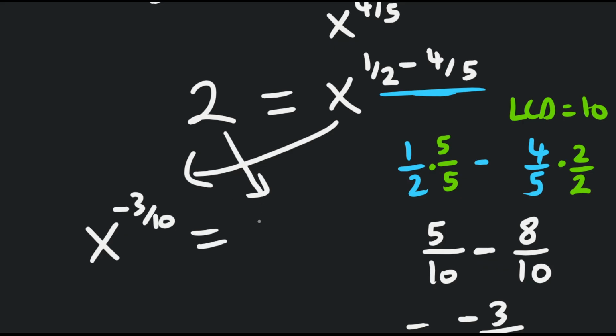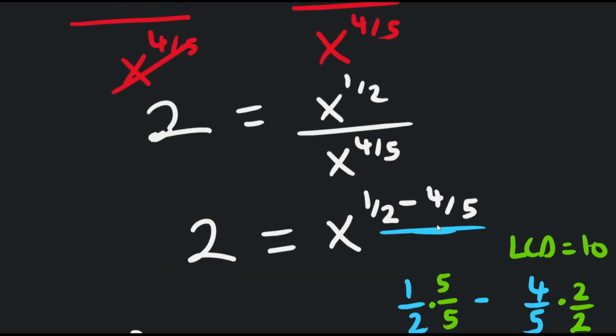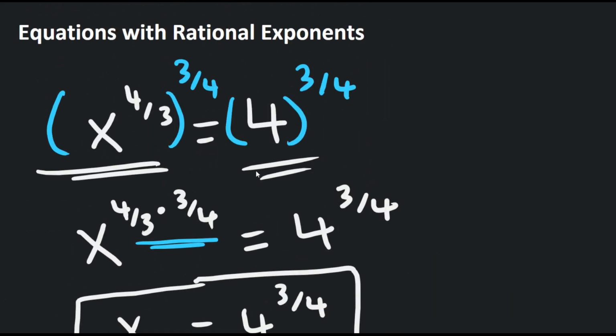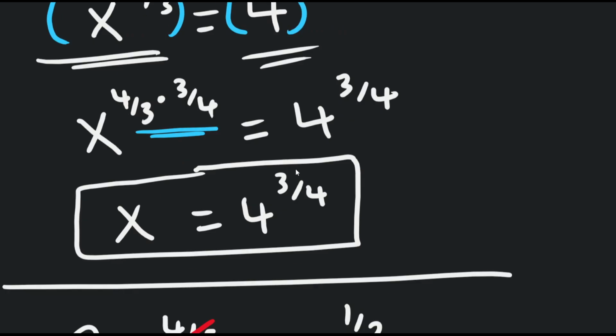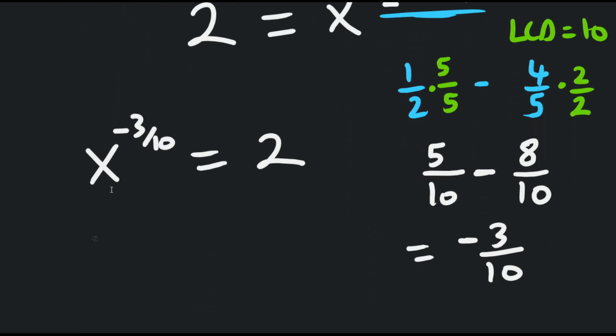And I'll switch it up so that the x is on the left side, so that in the end we have an x equals. Now at this stage, we are in the same position as we were in the first problem we did in this video. In the first problem, we had x to the power of a fraction equaling a number, and right here, we have x to the power of a fraction equaling a number. And we know what to do at this stage.